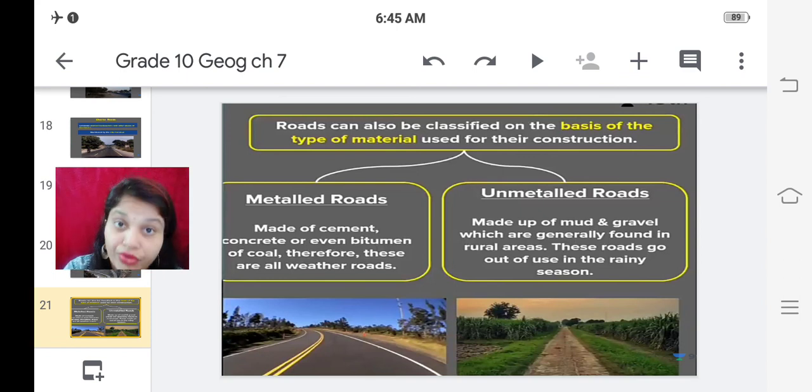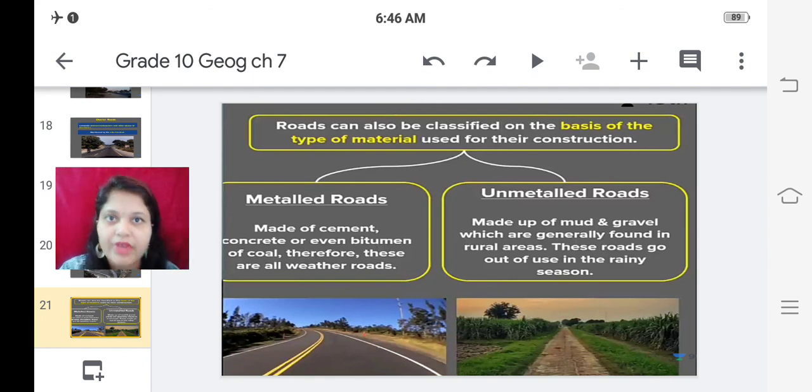Unmetalled roads, obviously kacha roads made of mud and gravel, which are generally found in rural areas. Okay, these roads go out of use in the rainy season. ये कच्चा road, unmetalled road, rainy season में किसी भी काम नहीं आता है, because as I've told you earlier that you will not find unmetalled roads in rainy season. Either you will find it submerged under water or muddy area, right? So unmetalled roads.